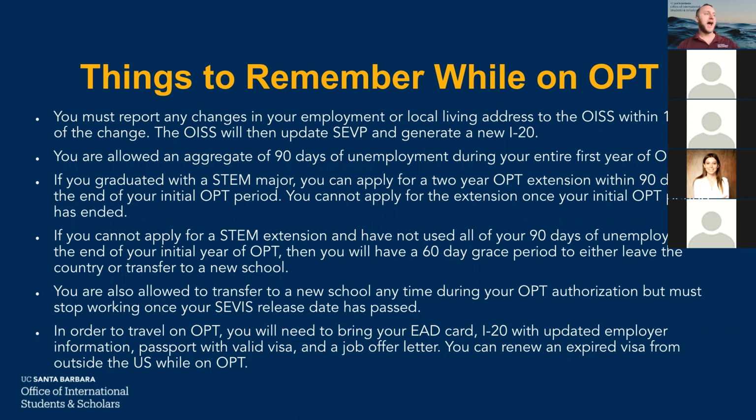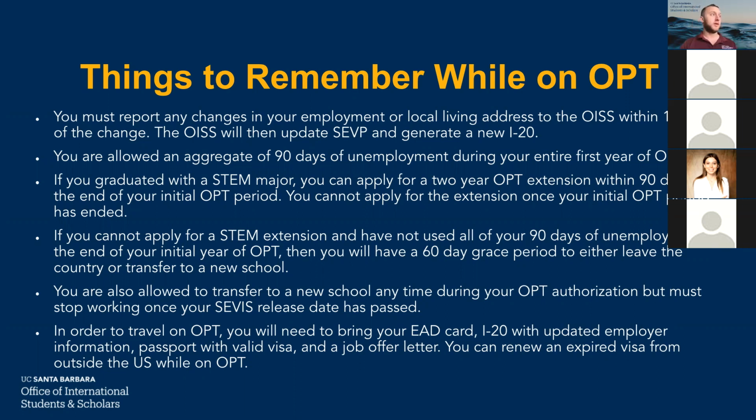You are allowed an aggregate of 90 days of unemployment during your entire first year of OPT. So during your 12 months of OPT, you're only allowed to have 90 days where you're not working at least 20 hours per week. So like I mentioned, in order to stop that unemployment timer, you do have to work at least 20 hours per week.